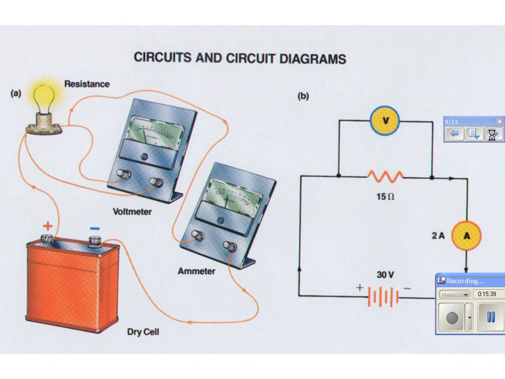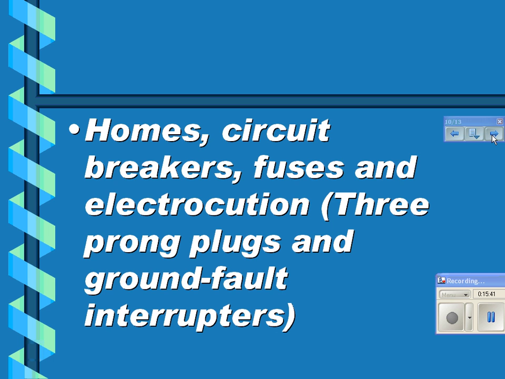Okay, good. All right, let's talk about home circuit breakers, fuses, and electrocution. That's what it's all about. This is what it comes down to. We have devised things in the world so that electricity is less dangerous, because ultimately it's kind of dangerous. It can either burn your house down or kill you, or both. So we try to prevent that from happening.